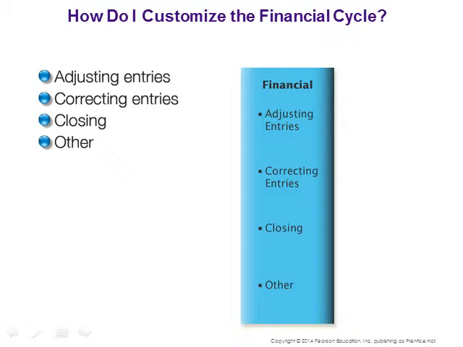And then finally, we talk about customizing the financial cycle, and we note that the financial cycle includes adjusting entries, correcting entries, closing activities, and other activities that are necessary with respect to closing the books on some regular routine basis and issuing financial statements. Some or all of these different areas, adjusting, correcting, closing, and others, may or may not be included in the baseline. So we need to perform our gap analysis to decide what we need to customize.